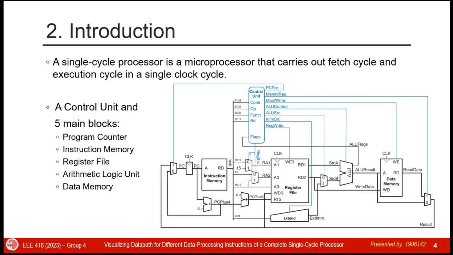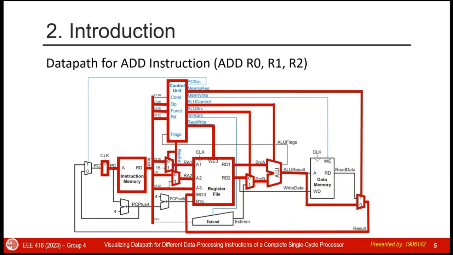A single cycle processor is a microprocessor that carries out the fetch cycle and execution cycle in a single clock cycle. A control unit and 5 main blocks are there. The first one is the program counter, then instruction memory, register file, arithmetic logic unit, and data memory. On the right side, we can see the block diagram. The data path for the add instruction, add R0, R1, R2, is shown in this slide.